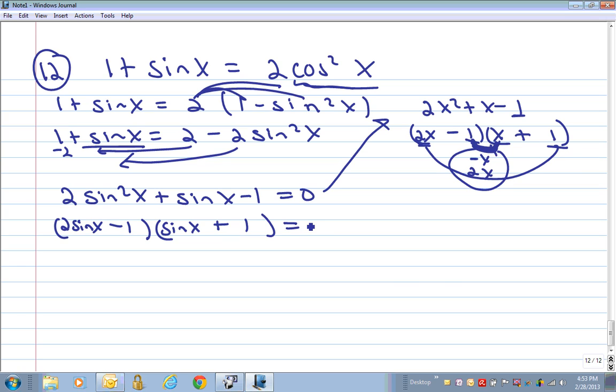All right, so let's go ahead, and they're both set equal to 0. Sorry, I was checking to make sure I wasn't running out of battery.